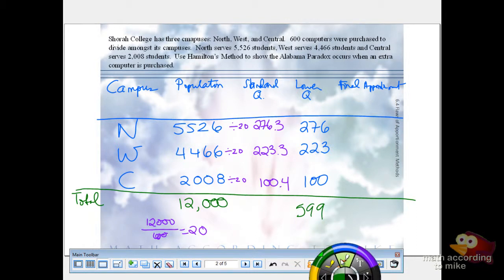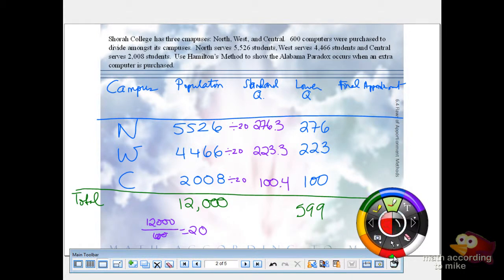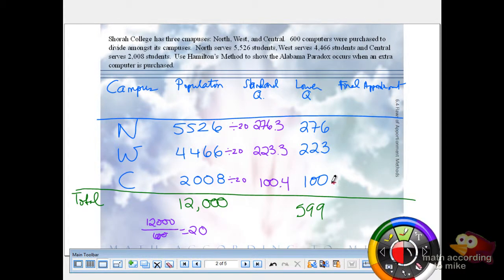Which means we have 1 computer left to allocate for the first go-around. According to Hamilton, you give it to whoever has the largest decimal portion. Who gets it? C, central. So the final apportionment: 276 for north, 223 for west, 101 for central, and that adds up to the 600 that we wanted.